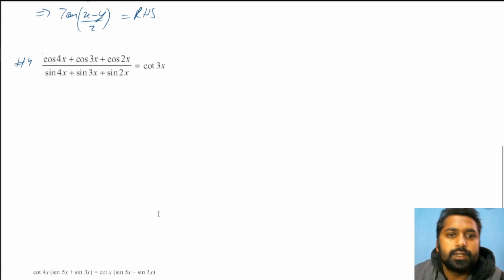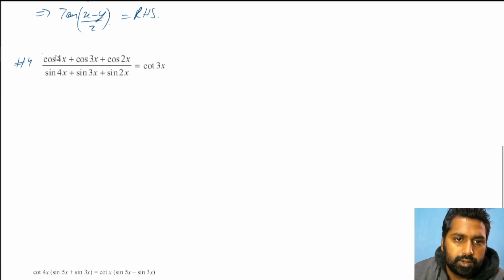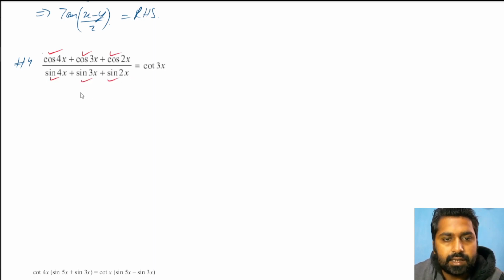Fourth. Now this time the problem is that you have a lot of cos and sine going on in the numerator as well as in the denominator. You have this first cos, this is second cos, this is third cos. Same with the denominator also: sine, sine, sine. Of course, we know that if the question is given in the form of a sum, we have to convert it into a product. So that means we have to apply C plus D. But the point is, on which one?